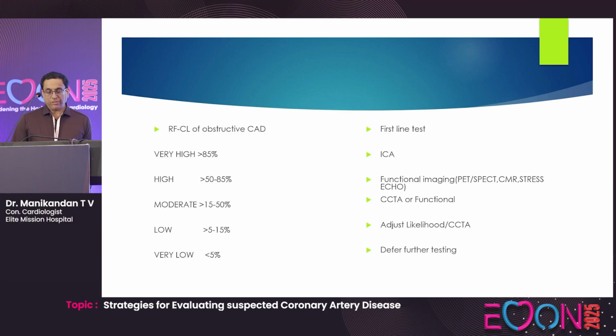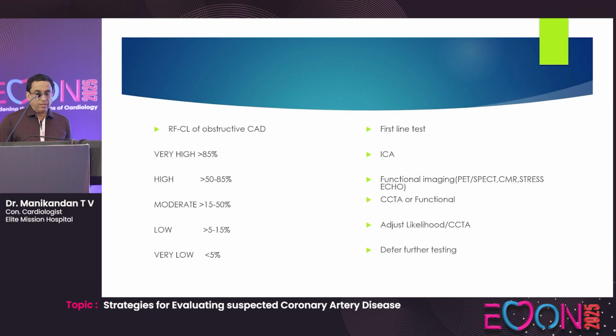High risk, 50 to 85%, high clinical likelihood, you can go for functional imaging, any one of them. And moderate, you can go either CT coronary angiogram or functional. And low, you can go to a low likelihood and do CT coronary angiogram. And very low, you can defer further testing.